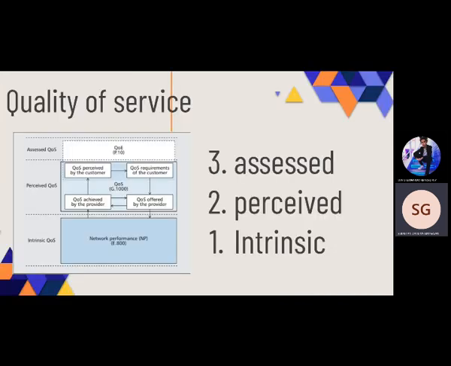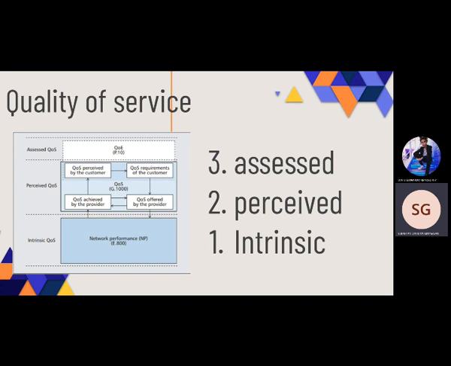First, we are going to talk about the quality of service. This has three levels. The first one is the intrinsic. This is about the network performance. The second one is the perceived. This is how the customer and the service provider are related.